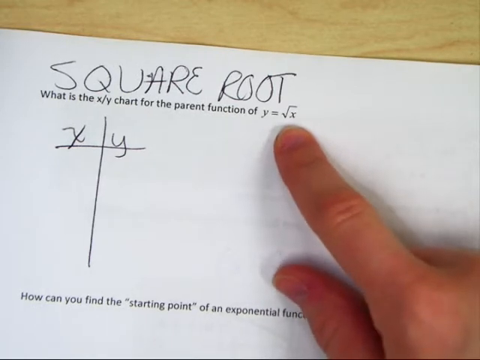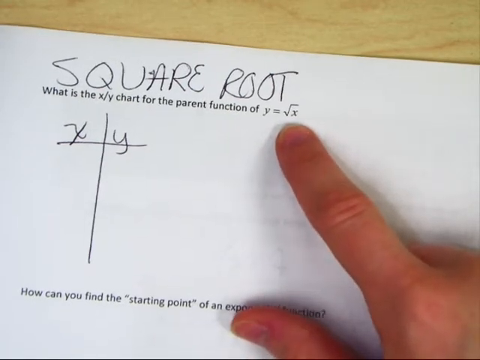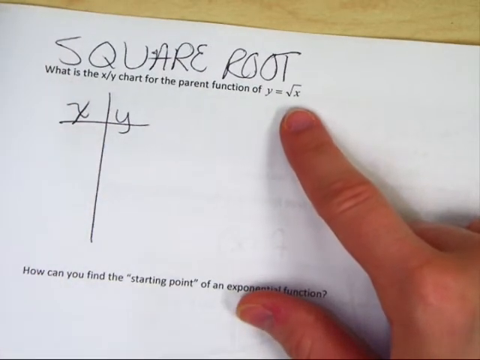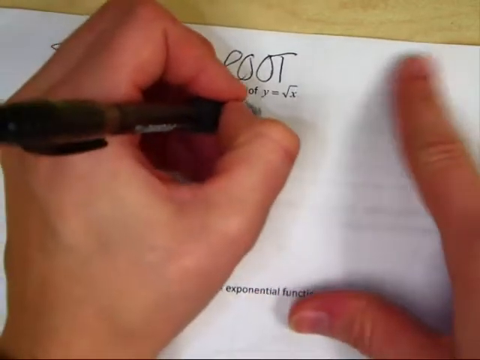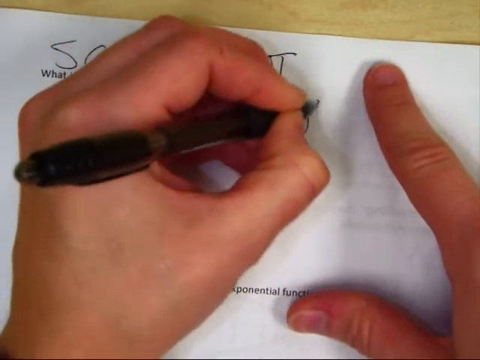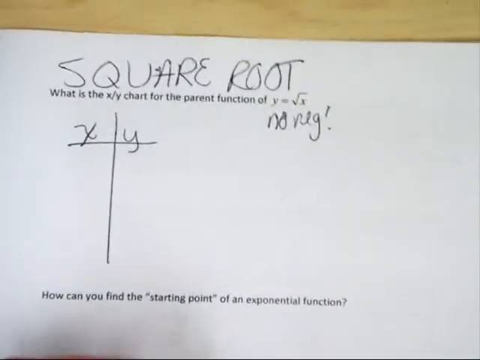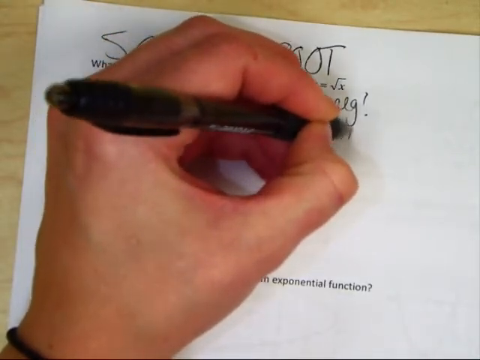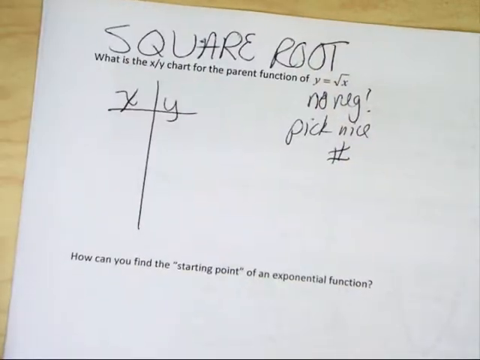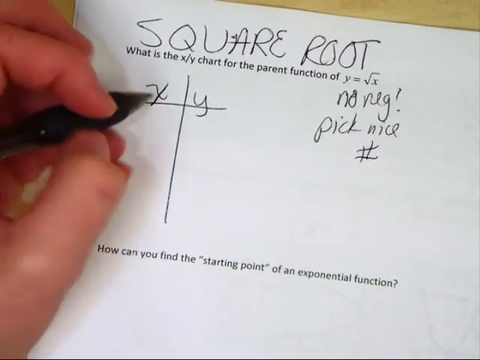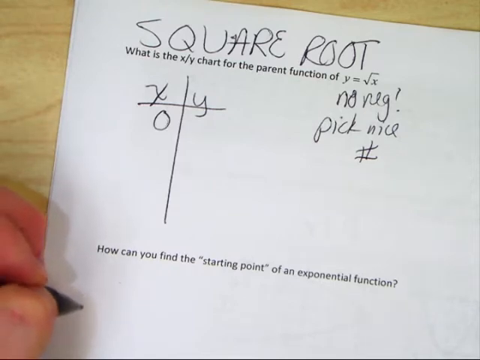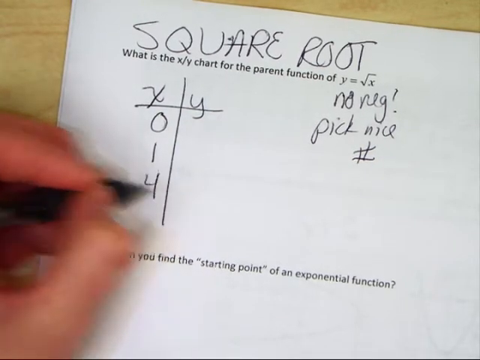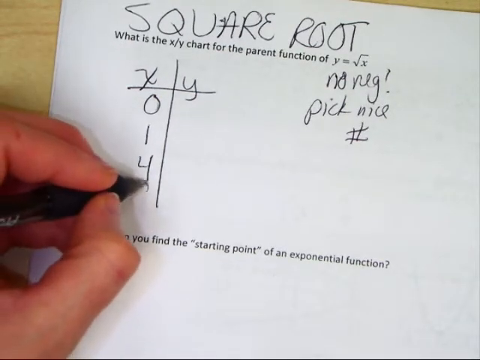What would be some good numbers to plug in for x? Well, things that we could take the square root of, right? Can we take the square root of a negative? No. So we're going to say no negatives, because we can't take the square root of a negative. I'm going to pick really nice numbers, so pick squares. If I do 0, what's the next square? Well, 1 squared is 1, 2 squared is 4, 3 squared is 9.